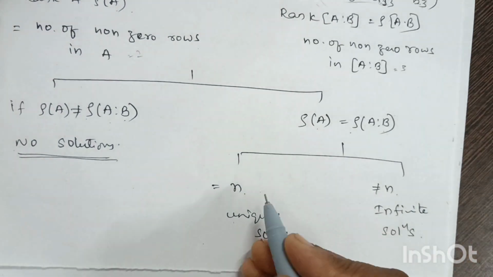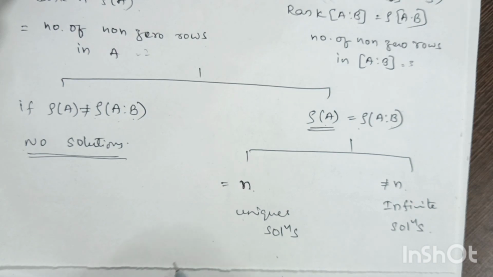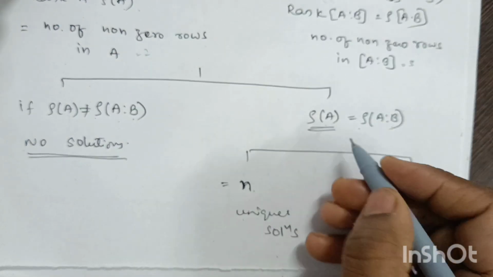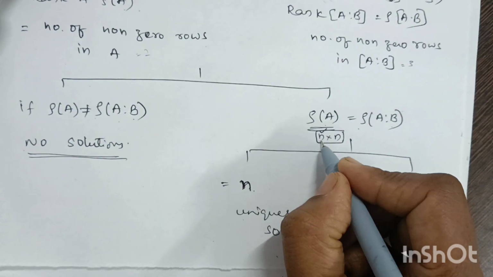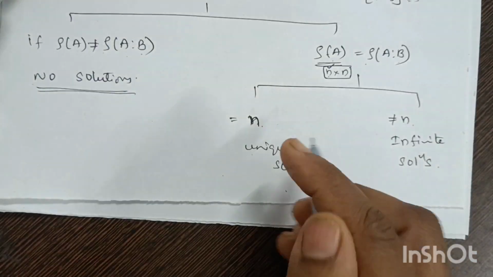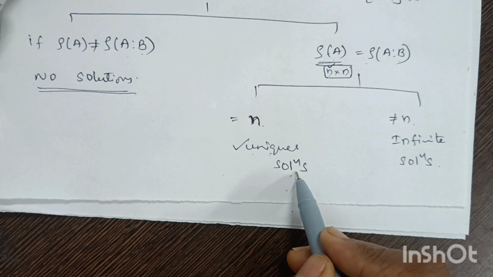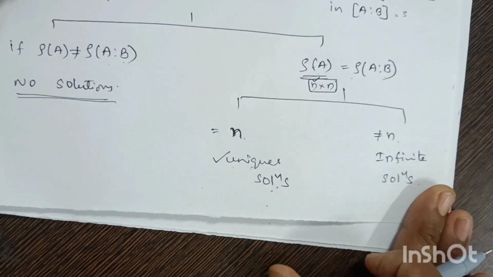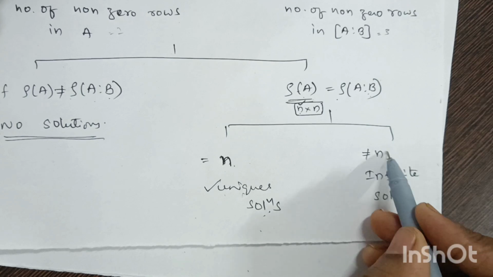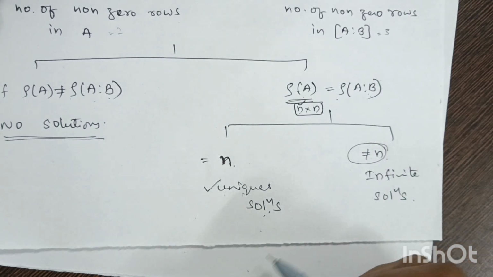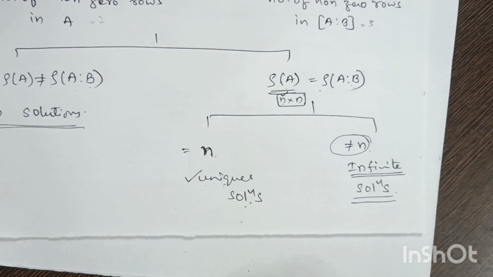Now the next one: if the rank of A is equal to the rank of the augmented matrix, and that is equal to the order of matrix A, n, let the order be n by n matrix. So if the rank we got is n for both, then that solution is unique. So the equation has a unique solution. And next, if the rank of A is equal to the rank of the augmented matrix, but it is not equal to the order, then that equation has infinite solutions.